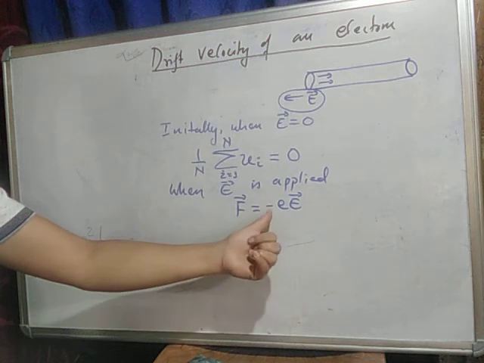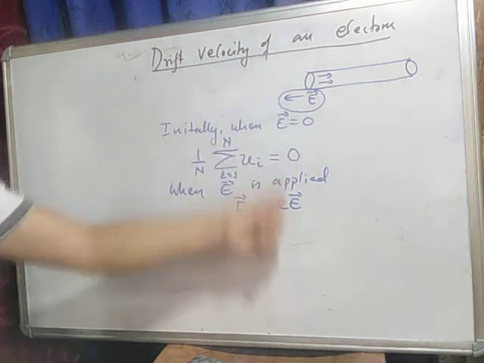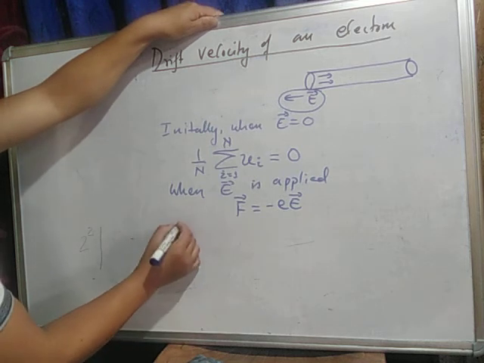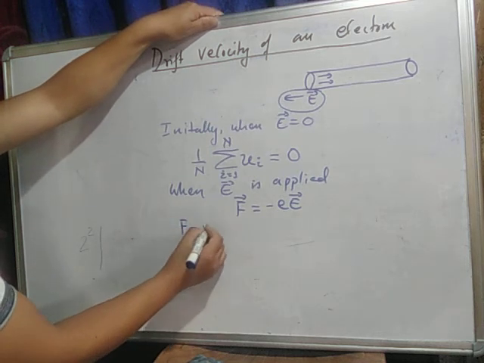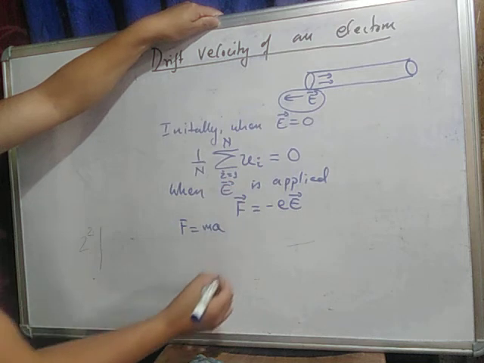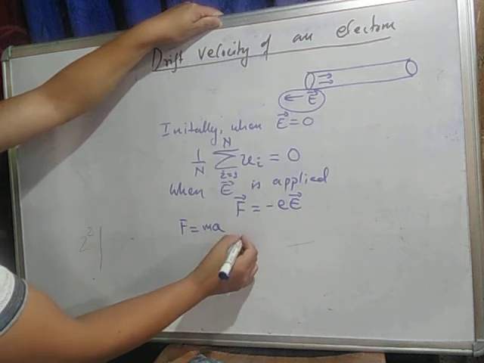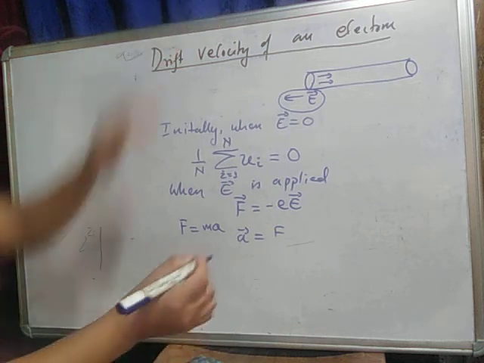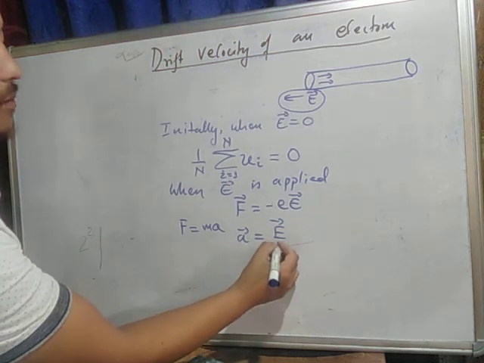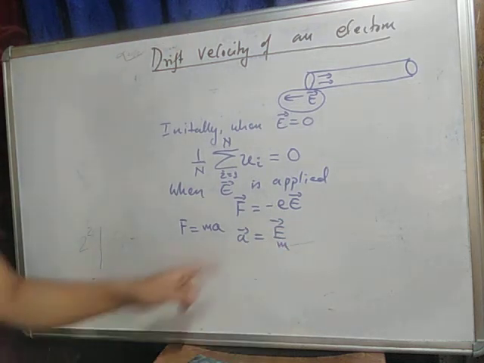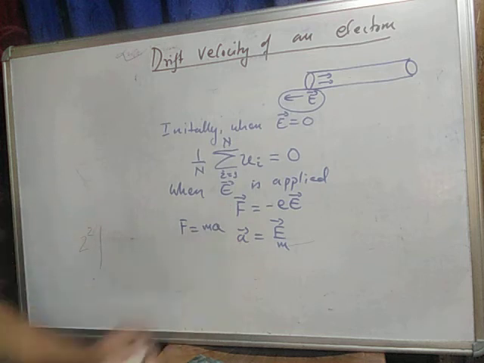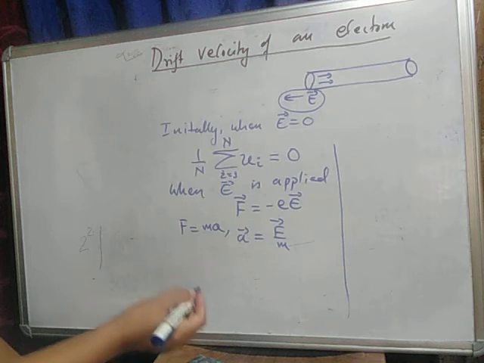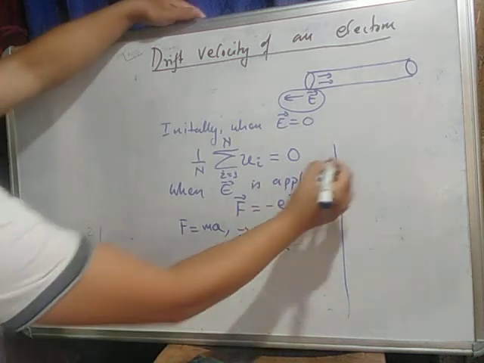So direction is opposite. You know this one. So again we know that F equals to how much? Force equals to mass into acceleration. So acceleration equals to how much? Force divided by mass. You understood, isn't it? So we have force as well as acceleration. Clear? So in our class 11 we discussed this one.